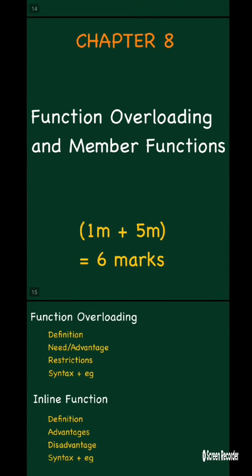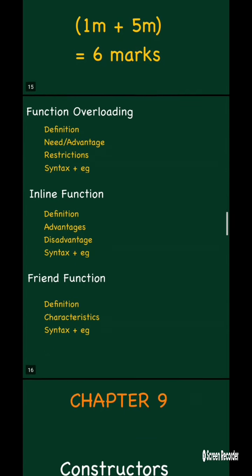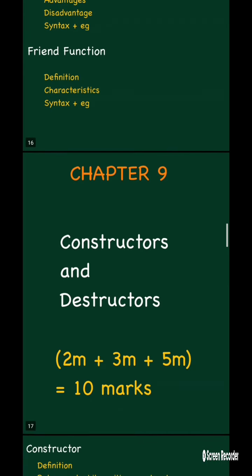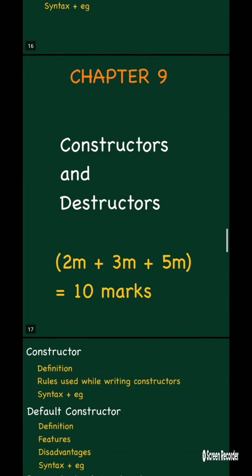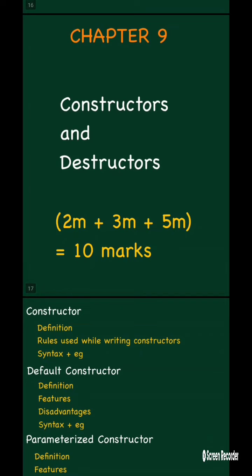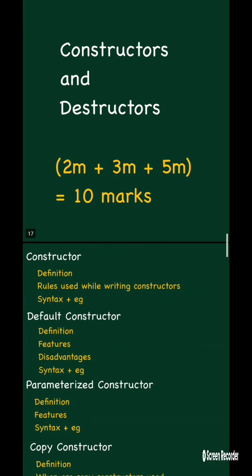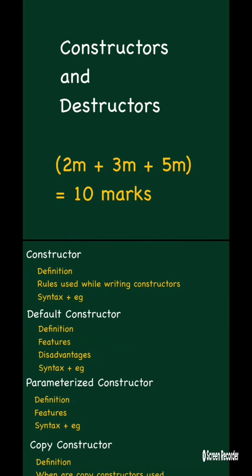Now we'll see the important questions from chapter 9, that is constructor and destructor. Very easy and interactive chapter. So totally we'll be getting 10 marks from this chapter. There will be one 2-mark question, one 3-mark question and one 5-mark question. So no need to worry about the 1-mark question from this chapter. You have to focus only on 2, 3 and 5 mark questions.